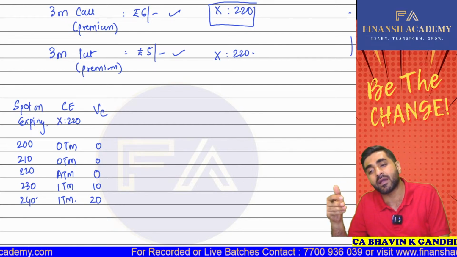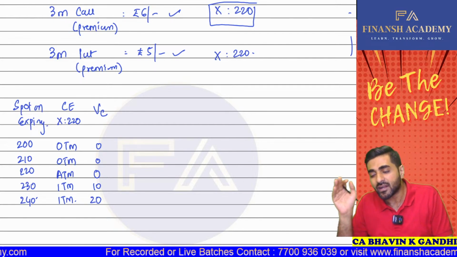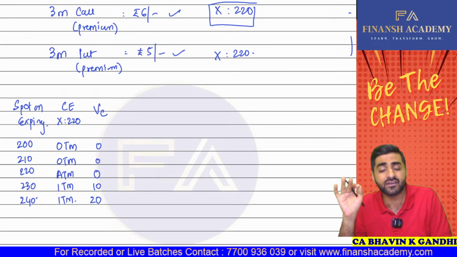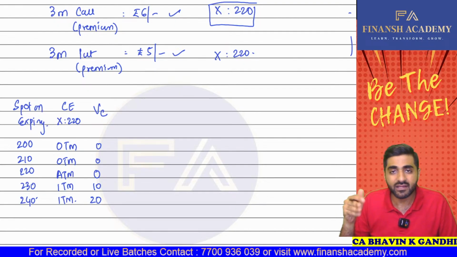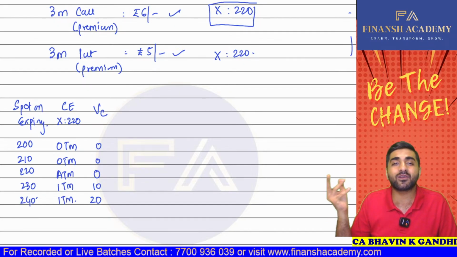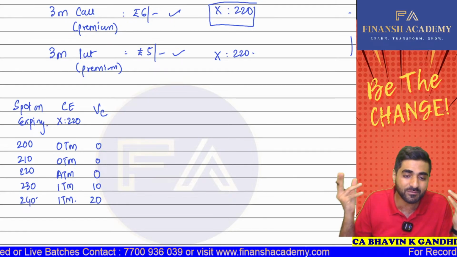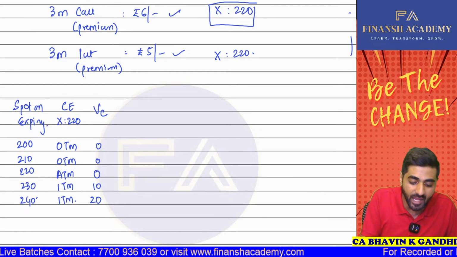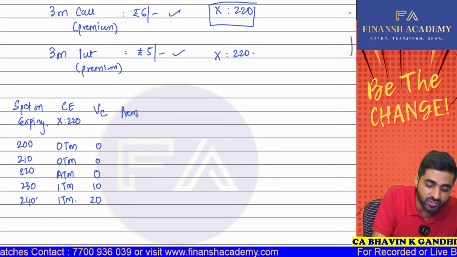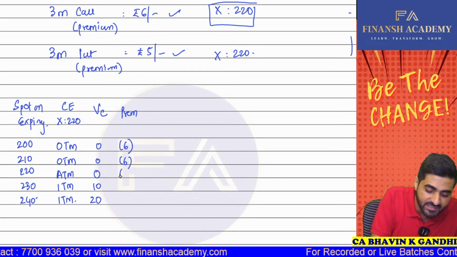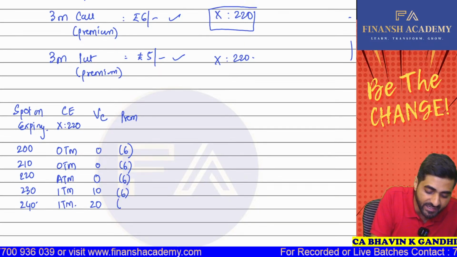At the time of expiry, always remember this: what is going to be the value of the contract? If it is in the money, then it is the intrinsic value. If it is out of the money or at the money, then the contract will not have its inherent value, so it's definitely going to be zero. But am I paying some premium here? Come on, yes or no? Yes. So how much premium have I paid here? I've paid a premium of 6, 6, 6, 6, and 6.